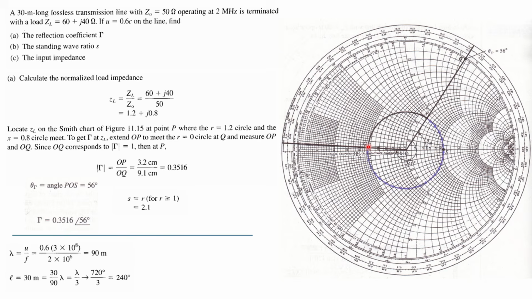How will you find it? Just find the real part and imaginary part, so that will be the ZL, right? So here Z in is equal to 0.47 plus j 0.035. Now this is actually the normalized Z in. If you want the final value, just multiply by this Z0. You will get the final value, that is 23.5 plus j 1.75.